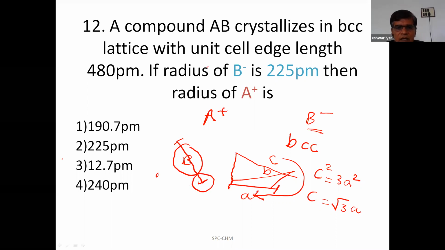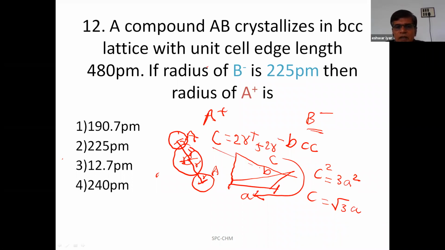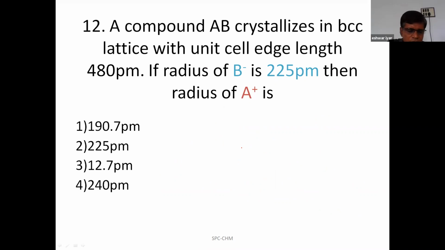cation A is one, and another cation A. So this is A plus, another A plus. So now you can take this, this is the radius of B, this is the radius of A. So the clue is that this C, the length of the body diagonal, is 2R plus and 2R minus. It is the sum of the double radius of the cation and double radius of the anion. So from that you are going to find R plus when you know R minus. So let us know the answer.